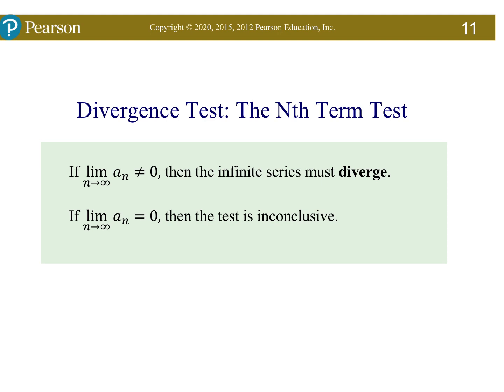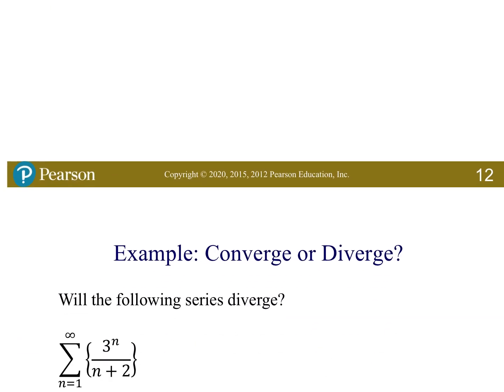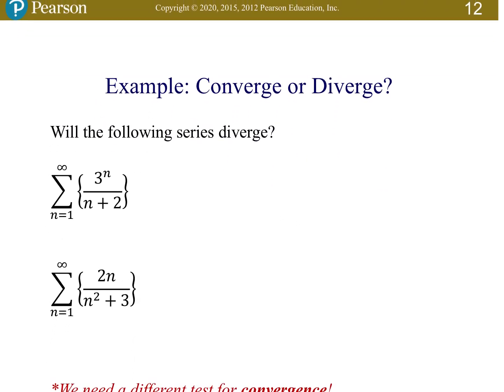We take the limit of the nth term, and if the limit is anything other than 0, that tells us the series will diverge. It's the quickest way to tell divergence. If the limit is 0, it's inconclusive, and you need something else. So let's do that quickly, just as a review.